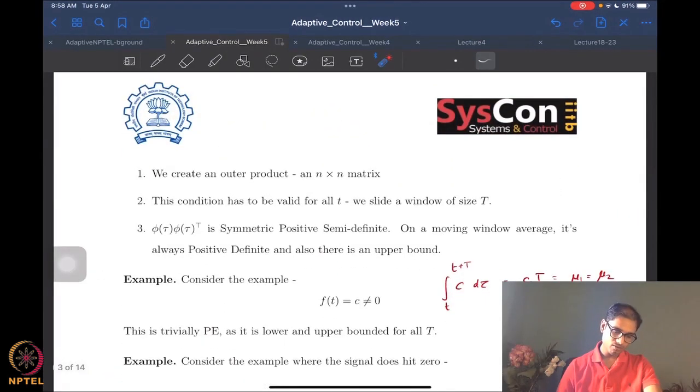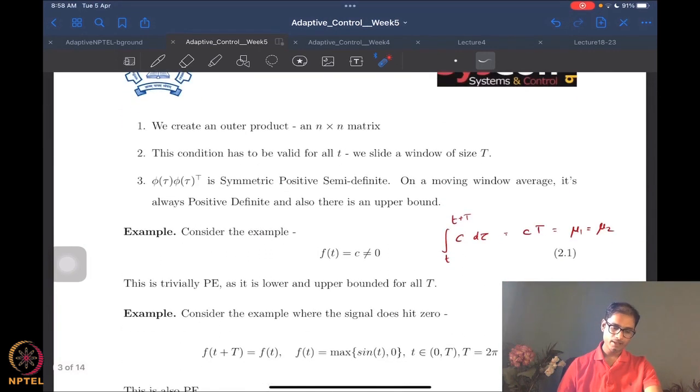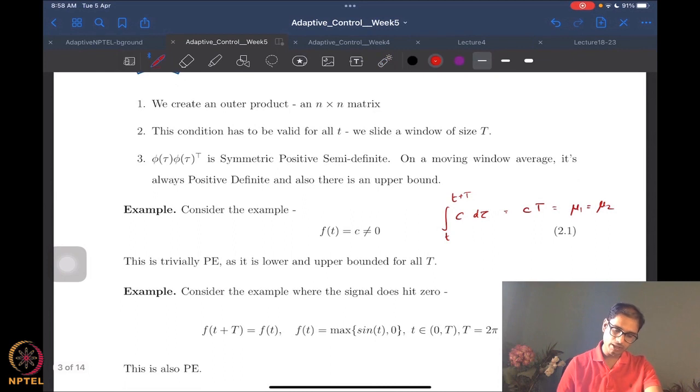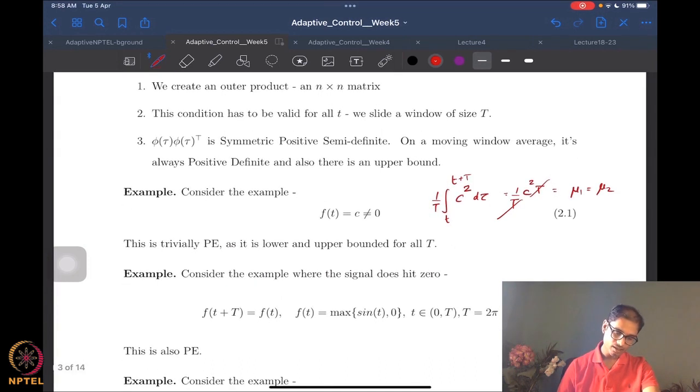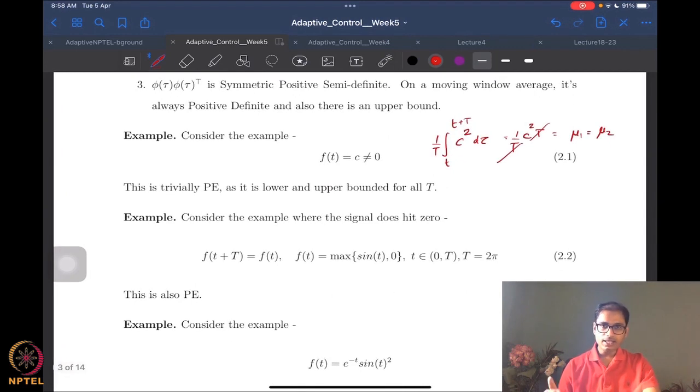So that's why we call it a moving window average that is being used, all right? So here also, if I do 1 over capital T instead of just... In fact, sorry, this is C squared, right? So this is just this guy. Okay, so mu 1 and mu 2 are in fact just c squared because it is phi phi transpose. So in this case it's c squared, right? Great. So this is, like we said, trivially persistently excited, no problem.